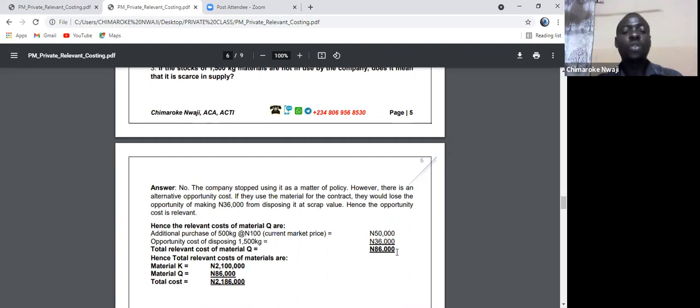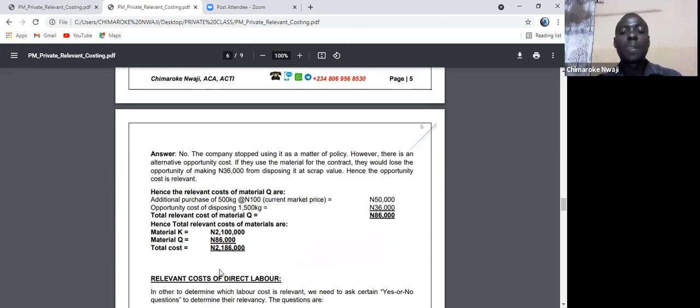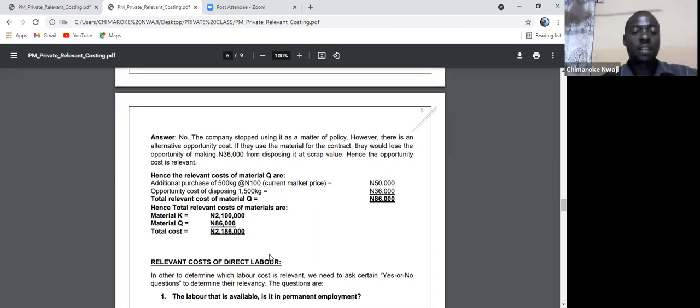So if you want to know the total cost of material, all you need to do is add the total relevant cost of material K, 2,100,000, plus material Q, and everything gives you 2,186,000. Okay, so we have looked at the relevant cost of material.